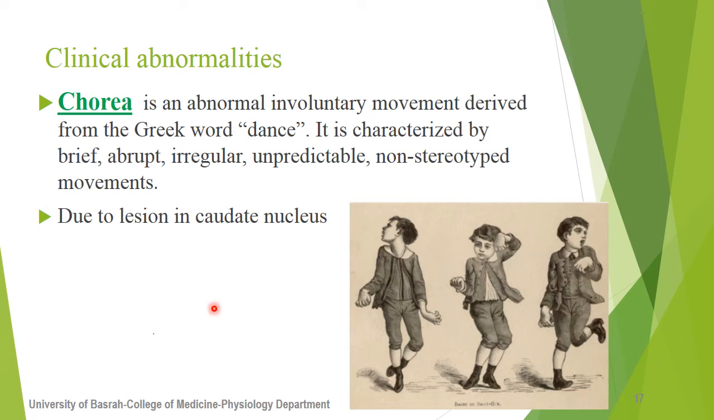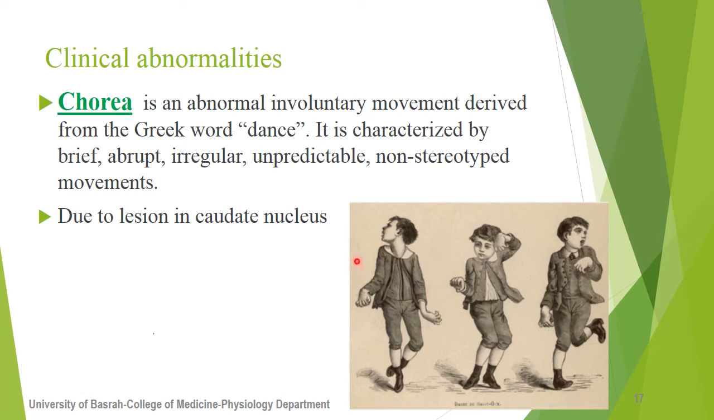It is characterized by brief, abrupt, irregular, unpredictable, non-stereotyped movements. Brief: it ends quickly. Abrupt: it starts suddenly. Irregular: nothing harmonious or ordered. Non-stereotyped: likewise, not ordered. Unpredictable: it starts on its own at any time. And this occurs because of a lesion within the caudate nucleus.